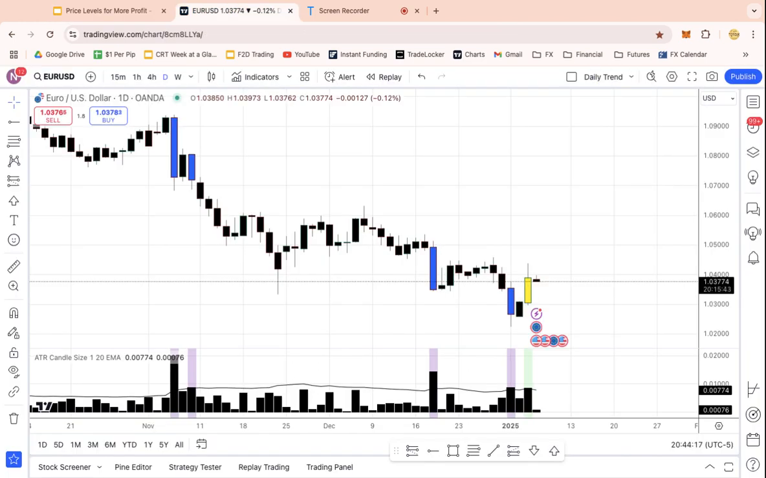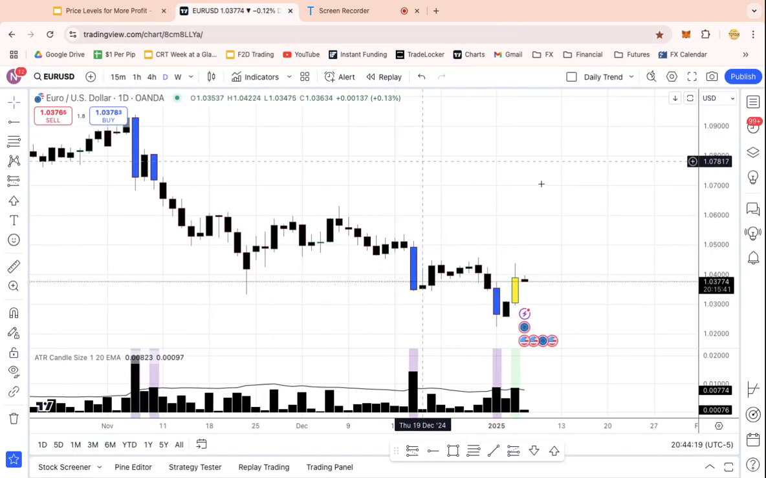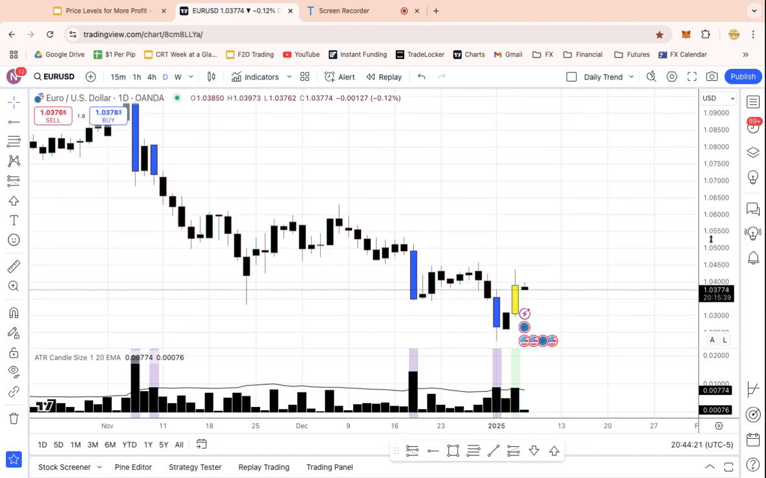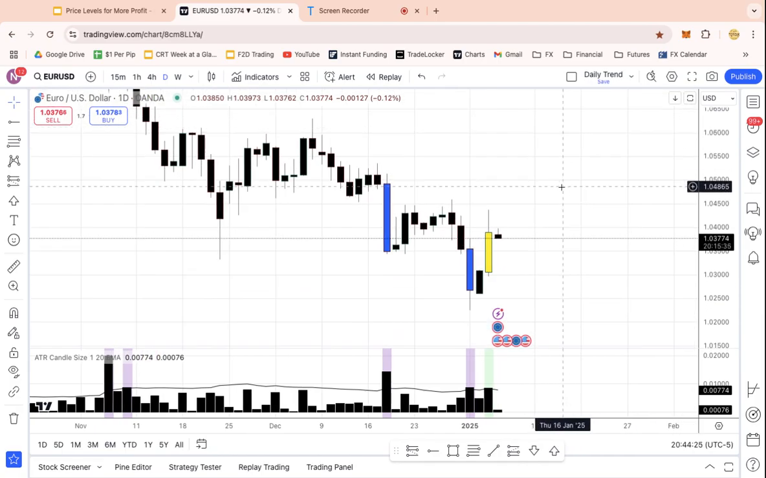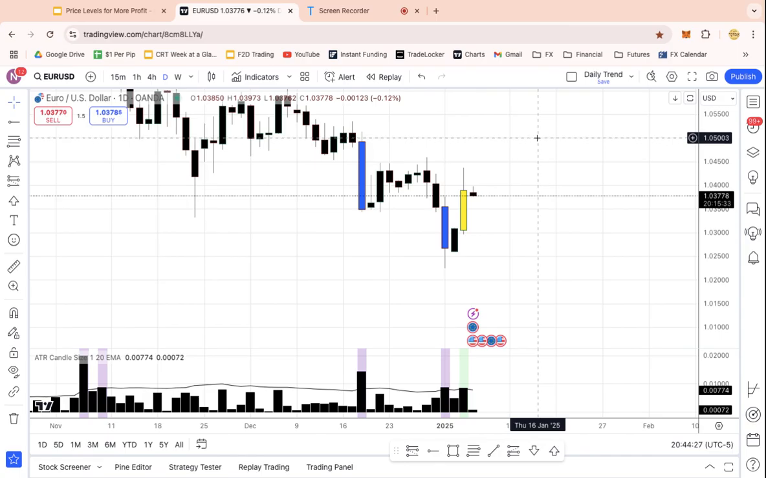So we're on TradingView here now. We have our ATR indicator on here. Now, if you do not know about the ATR candle size indicator, what you're going to need to do is pause this video, go to the description of this video, and check out "find out what is the ATR indicator." That will break all of this down.